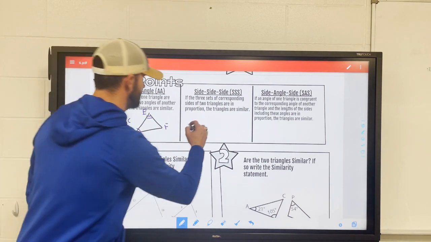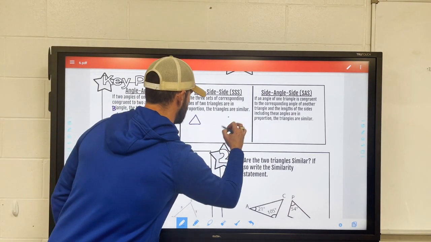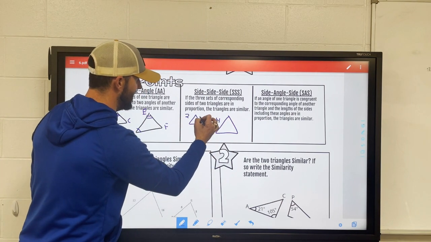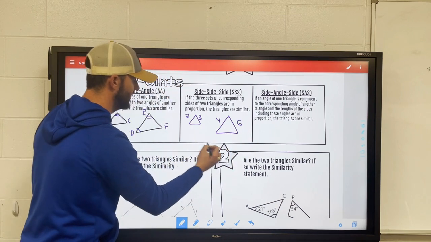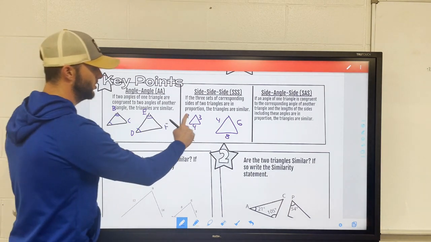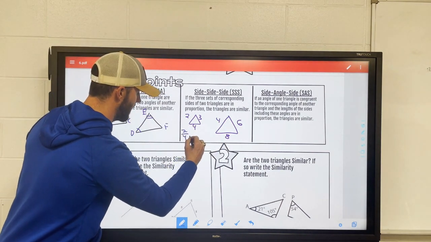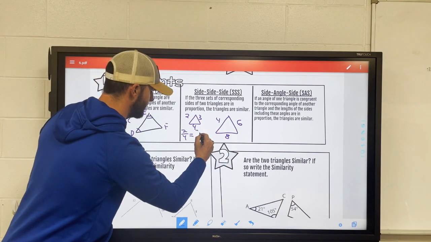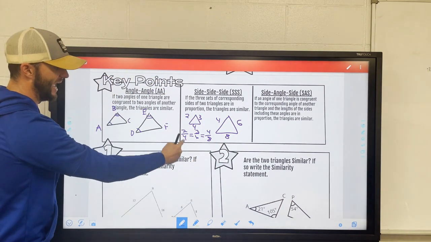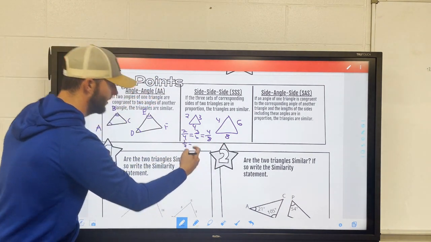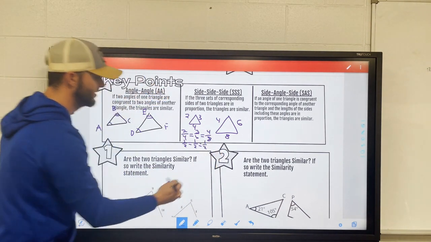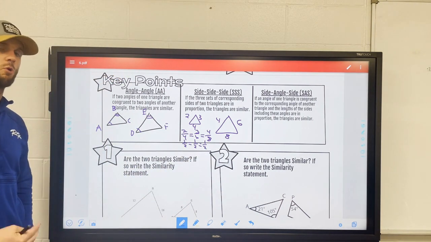That means if I have two triangles, let's say I have this triangle and I have a bigger triangle. Let's say this side is 2, this side is 4. Let's say this side is 3, this side is 6. Let's say this side is 4 and this side is 8. Well, if you look, 2 over 4, 3 over 6, 4 over 8. 2 is half of 4, so 1 half. 3 is half of 6, so 1 half. 4 is half of 8, so 1 half. So if you look, all three of those are proportional to each other.